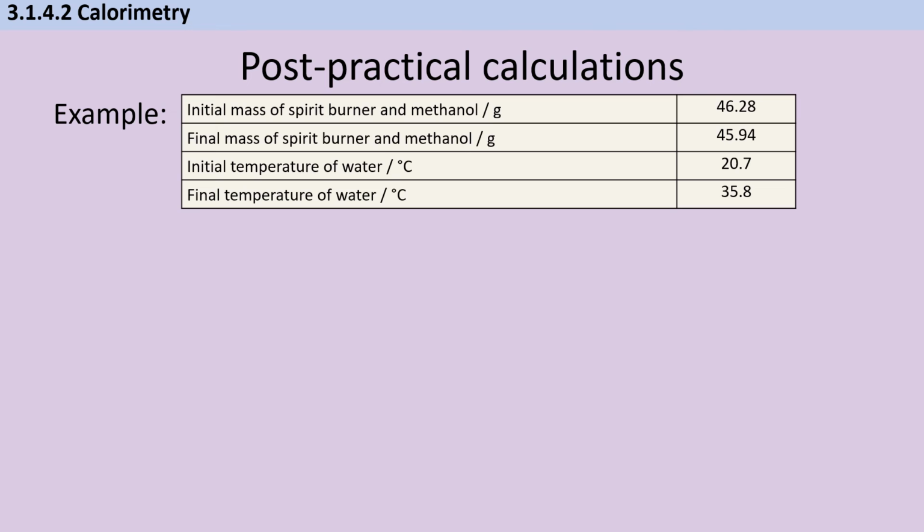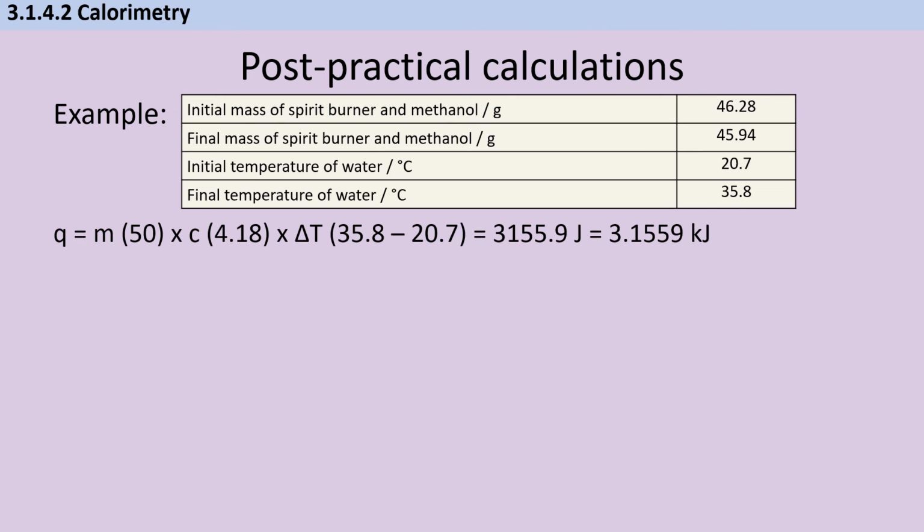Okay, so let's just look at that calculation one more time. The first thing I'm going to do is work out a value for the amount of energy that was released from burning the fuel. So this is going to be m, and remember that's the mass of the water, not the fuel, multiplied by the specific heat capacity, which you do get given in the question, but it's basically always water, which is 4.18, multiplied by the change in temperature.